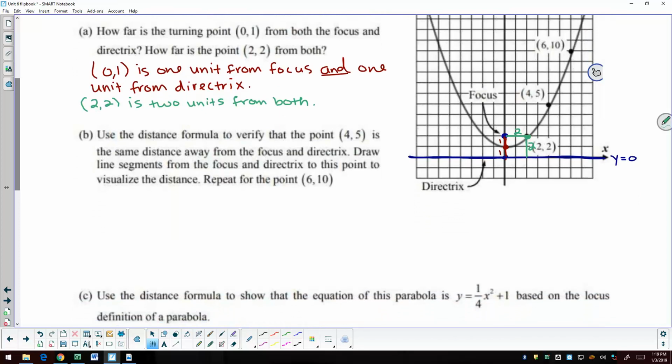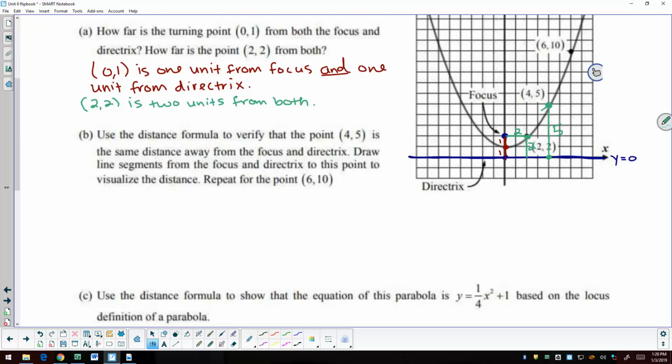So this one actually asks us to use the point 4, 5, and it says, find the distance that 4, 5 is from the focus and the directrix. Well, you can count. If you look at 4, 5, you can count how far away it is from the directrix because you can just go straight down until you hit that line and just count those boxes because it's a vertical line. 1, 2, 3, 4, 5. It's a distance of 5.